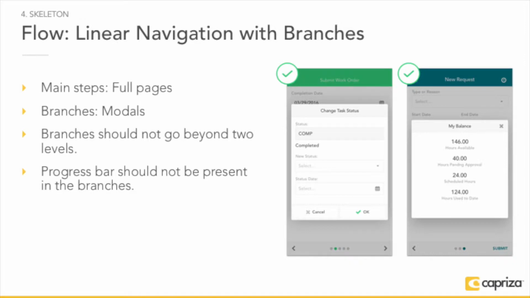Be sure that branches do not go beyond 2 levels away from the main flow, or you risk losing your user. Use the progress bar as an anchor for users and reinforcement that they are on the main path. The progress bar should not be present in branches.